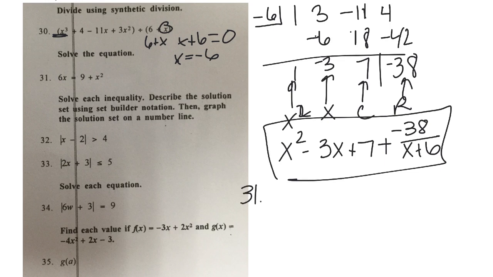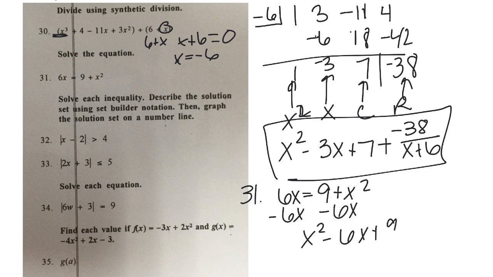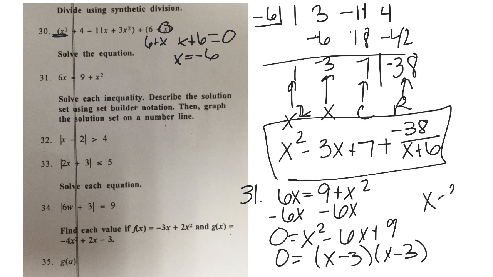Number 31 says solve 6x equals 9 plus x squared. I'm going to move my 6x and put it in order. I get x squared minus 6x plus 9. I should recognize this as factorable. x minus 3, x minus 3, and then solve. Just factoring is not enough. x minus 3 equals 0, so x equals positive 3. There's only one answer because it's a perfect square trinomial.